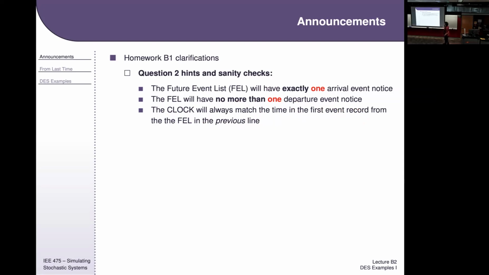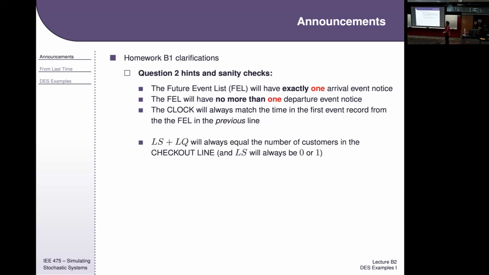What I mean by that is, as we walk from event to event to event, the previous event you processed had an event calendar whose first event was the time in the next row of the simulation trajectory or execution. So if you're at time 7, if you go back to the previous time, its future event record list should list time 7 as the next event in the list. So that's another thing that will always be the case.